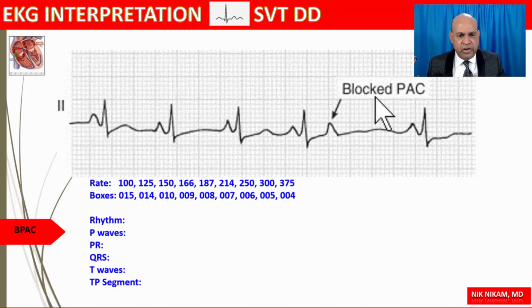So this is a blocked PAC. Could this be a blocked junctional rhythm? If it's a junctional rhythm, as I said, you don't see P waves, so this is not a junctional rhythm. Whenever we see a P wave between 2 normal P waves, you always wonder, are we dealing with a Wenckebach block? Are we dealing with second degree AV block? Is this Mobitz type 2 AV block? How do we differentiate that?